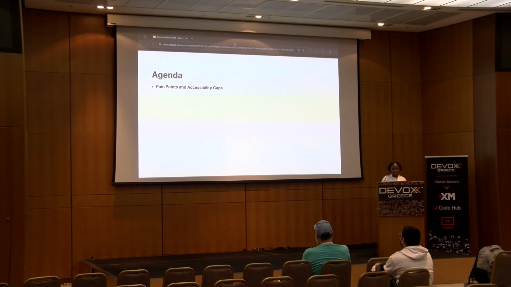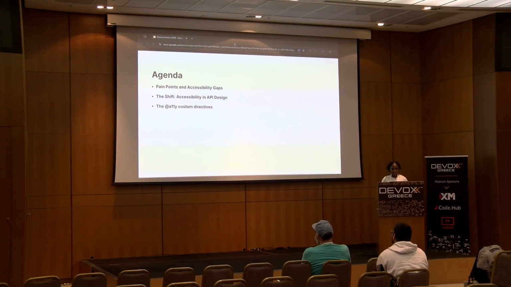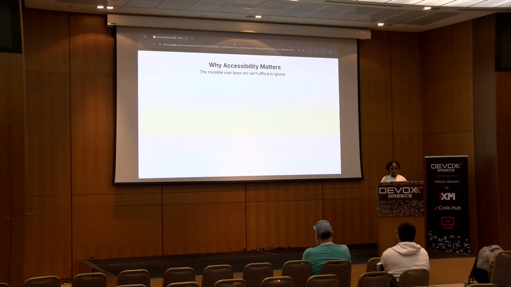So just a quick agenda. We're going to look at the pain points and accessibility gaps within API design, the shift, accessibility in API design, and the custom directives. I'm going to share a GitHub link at the end of the presentation. That's like a sandbox of how all this can work. Then the schema to the client screen, so for native, Android or iOS, or maybe your web teams, and CI validation, and then any considerations within your teams or who owns these directives.